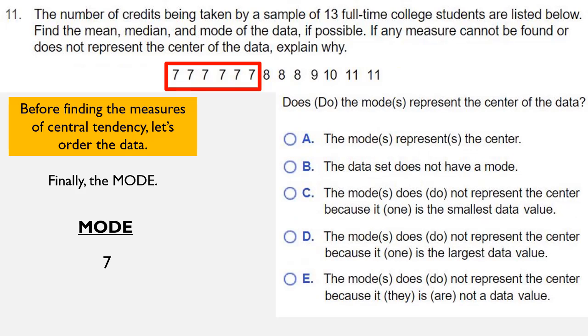So does this mode represent the center of the data? This time, the mode is the smallest number in the data set. So the answer here is choice C. The mode does not represent the center because it is the smallest data value. And that's your answer.